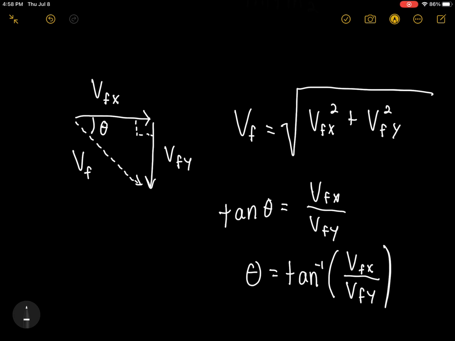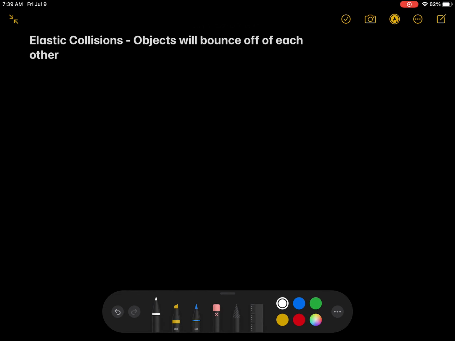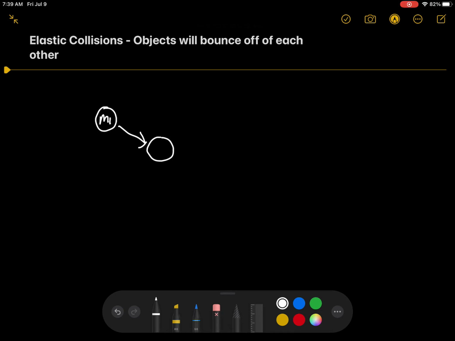Now let's move on to elastic collisions. In elastic collisions, we're going to have objects that will bounce off of each other. So for example, if we're playing billiard balls, we're going to have some mass 1 colliding with some other mass 2 at some initial velocity. Maybe we're going to have a situation where now mass 1 is bouncing off to the down and left direction, and mass m2 got some of that momentum and is now moving to the right.